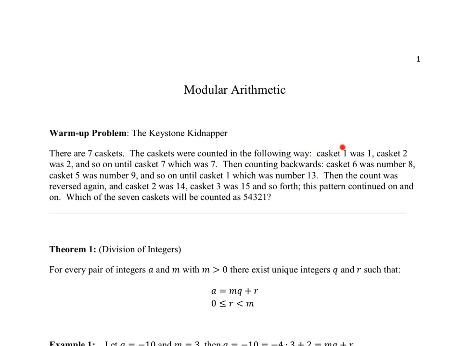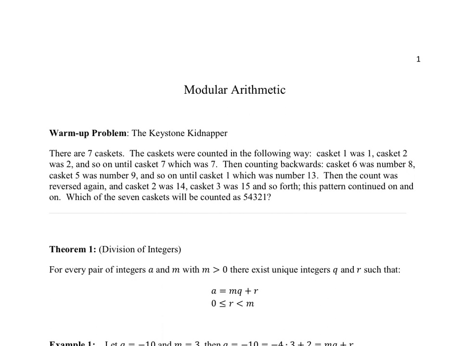So casket 1 was 1, casket 2 was 2, and so on. 7 was 7. And then the counting started going in the backwards direction. So 6 was then counted as 8, 5 was counted as 9, and so on until they went back down to casket 1, which was counted as 13. The count reversed again, and they went back and forth in this snaking way and counted all the caskets.